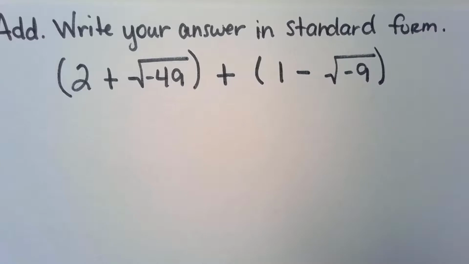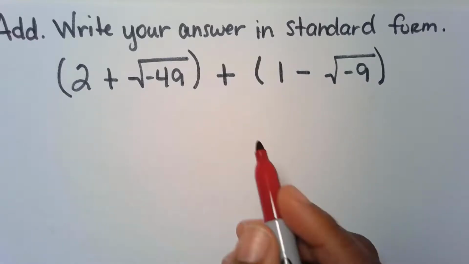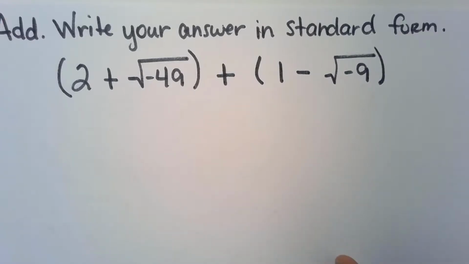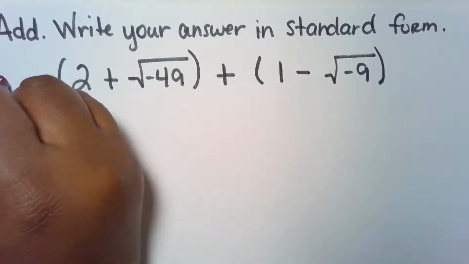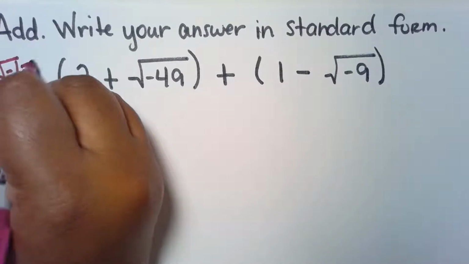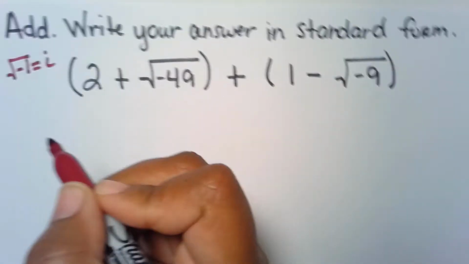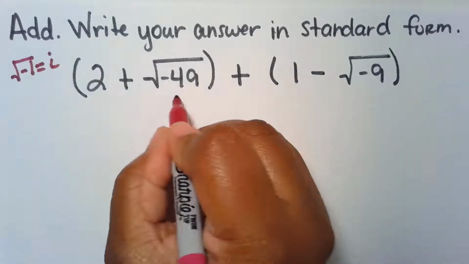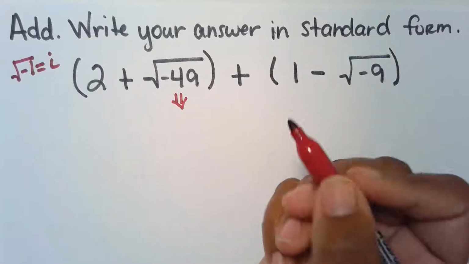one of the rules for taking the square root of a negative number, we are to take out the negative 1, the square root of negative 1. But also remember that the square root of negative 1 is i. Okay, so let's just look at the square root of negative 49.